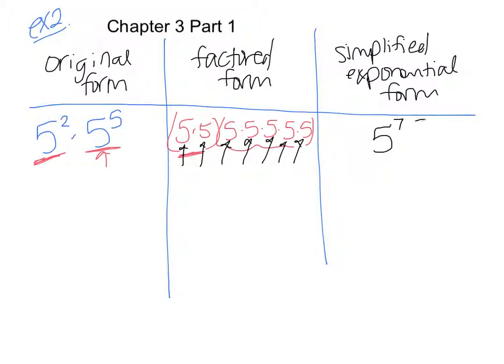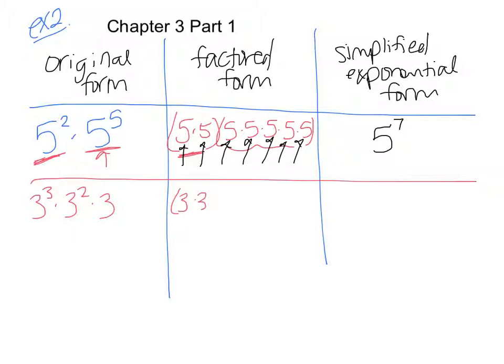Okay. So let's take a look at another example. Draw a line here. Let's say we have 3 cubed times 3 squared times 3. So in the factored form, I'm going to have 3 times 3 times 3 for my 3 cubed, 3 times 3 for my 3 squared, and a 3 for my 3 that's by itself. So altogether, I have 6 3s, so it's 3 to the 6th power.